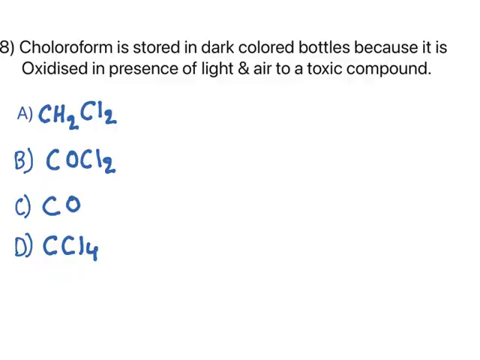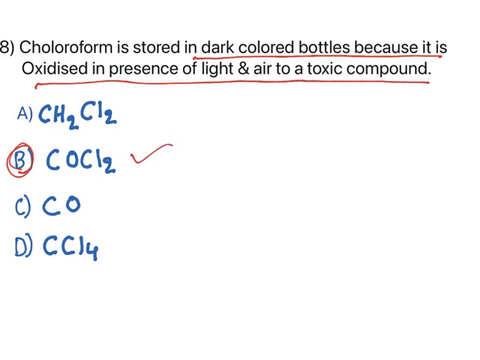Moving to the next one. Now chloroform is stored in dark colored bottles because it is oxidized in presence of light and air to a toxic compound, that is phosgene, COCl2. It forms phosgene under the influence of oxygen and light, so it has to be stored in dark colored bottles.